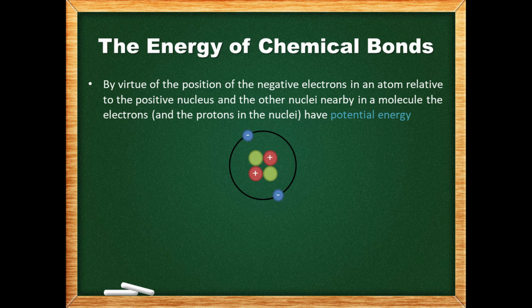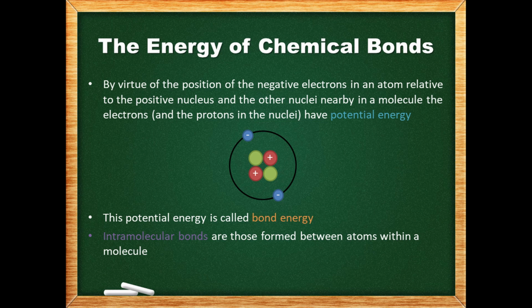Electrons in the atoms of the molecules of any substance have potential energy. This is due to the position of the negative electrons in an atom relative to the positive nucleus and the other nuclei nearby in a molecule. This potential energy that the electrons and also protons have is called bond energy. This bond energy is the energy of intramolecular bonds. Intramolecular bonds are those formed between atoms within a molecule.